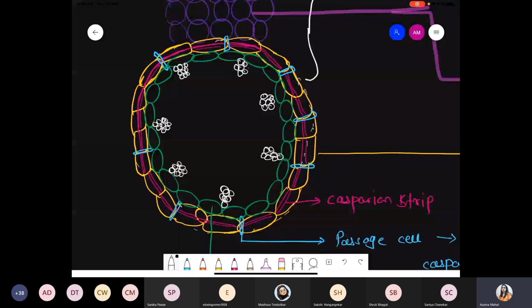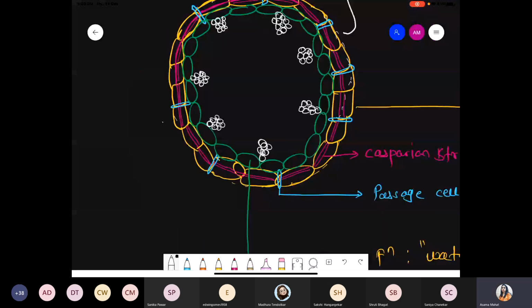So whatever I draw here, these are the part of the phloem. Simply. I am taking it here, okay? These are the part of the phloem. So inside the one radius, phloem is present in a group.